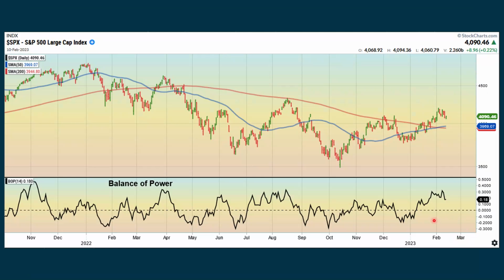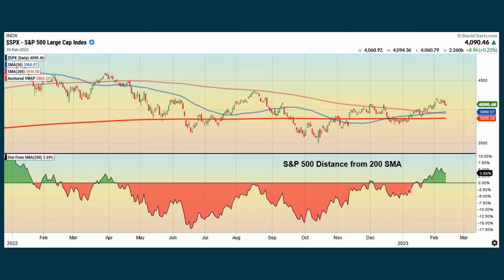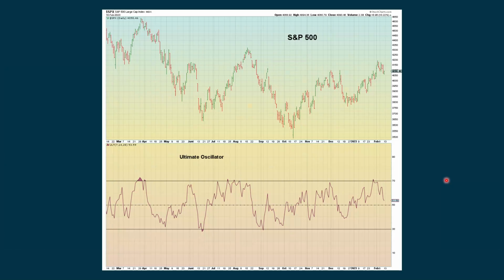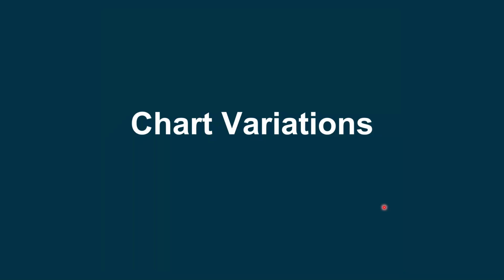The balance of power, when we're above the dashed line, that's positive. Below, that's negative. We're still above this dashed line and it's flat in its recent reading. This chart is pretty self-explanatory. How far away are we from the 200-day simple moving average? We were able to cross above that moving average, and we're still looking better from that point of view, although we have come down from recent highs. The ultimate oscillator, after giving us an extreme positive reading, is declining, but it's still above 50.